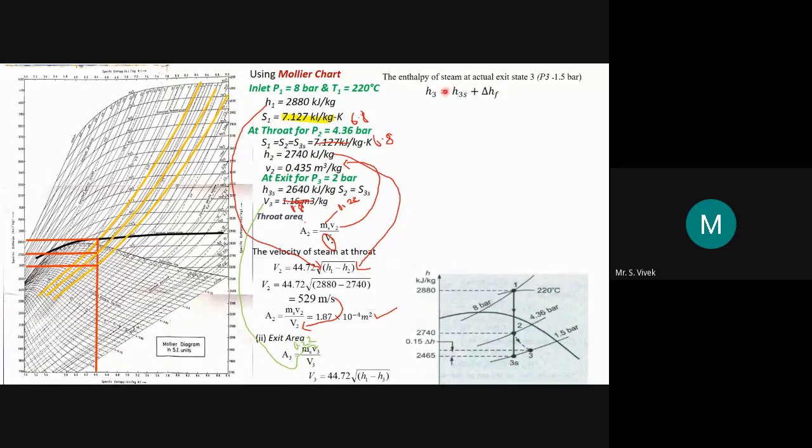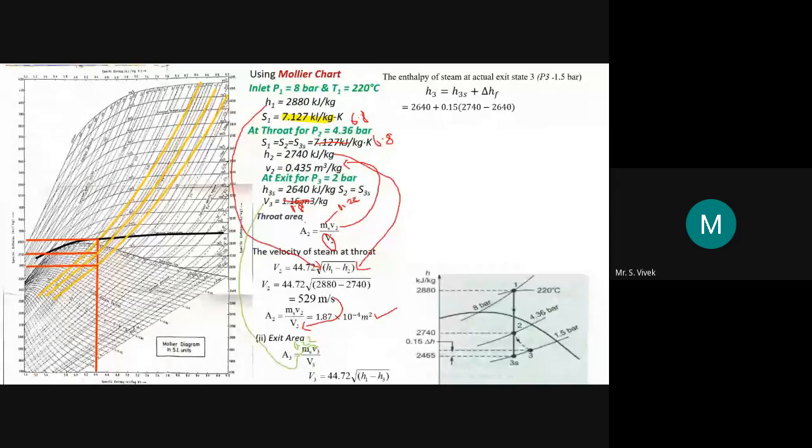Okay, I'm going to find out H3 by using the delta H. H3s is just 2640, which we had calculated over here. So simply I'm going to make use of this equation. H3 is equal to 2640, and in the problem they said that delta HF is 15% of the enthalpy drop in the divergence section. Which is the divergence section? The divergence section is between 2 and 3.